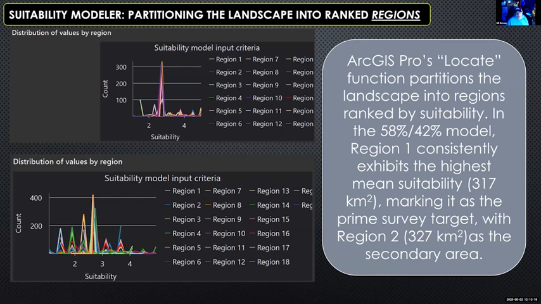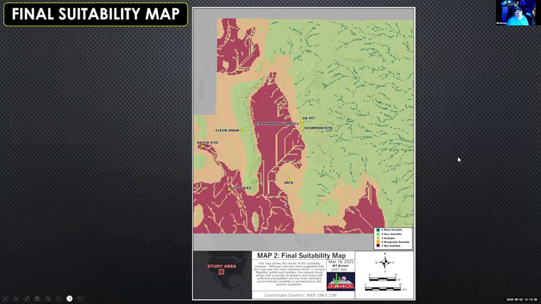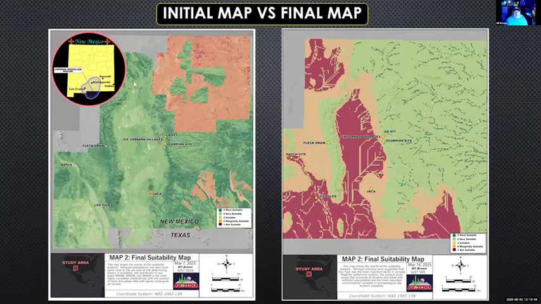It shows consistently that region 1, which covers about 317 square kilometers, and region 2, which covers about 327 square kilometers, are consistently the most suitable. So it's stable across all the patterns that I ran. Here's the final suitability map that I did in the suitability modeler. If you compare it to the first one, you can see it greatly reduces the area of suitability, and the highest suitable areas are concentrated across my computed stream areas there.